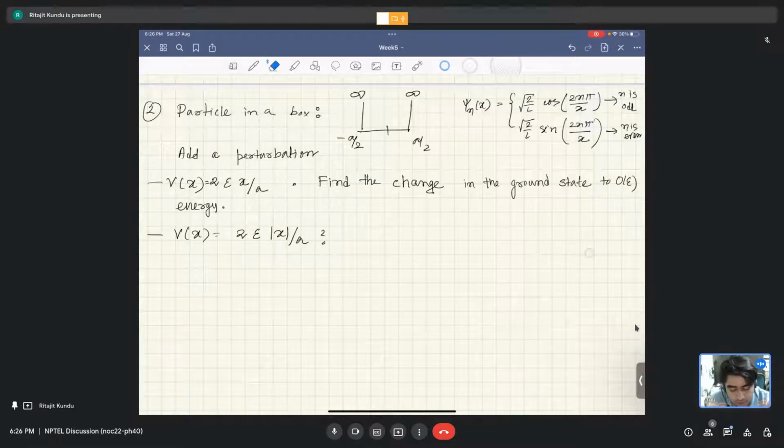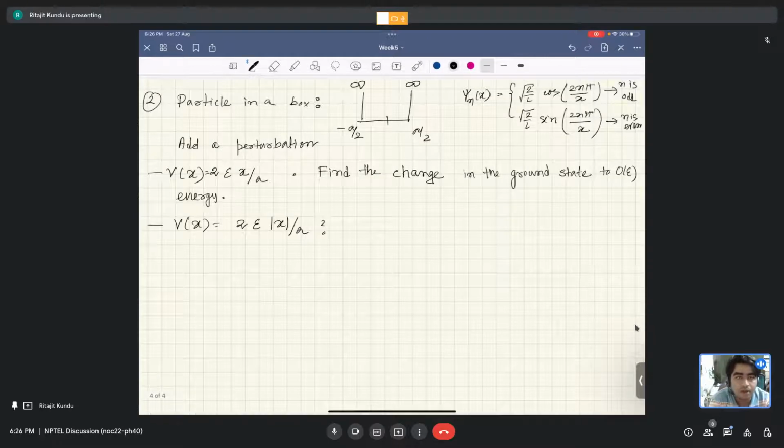Now in this symmetric potential well you can define parity, the evenness or oddness of the wave functions, because these cosines are even functions. You can argue that the x average will become 0, and that the p average will become 0, just from the symmetry of the system. Now the question is, on top of this particle in the box we have added another potential, a linear potential. We are asked to find the change in the ground state up to order epsilon.